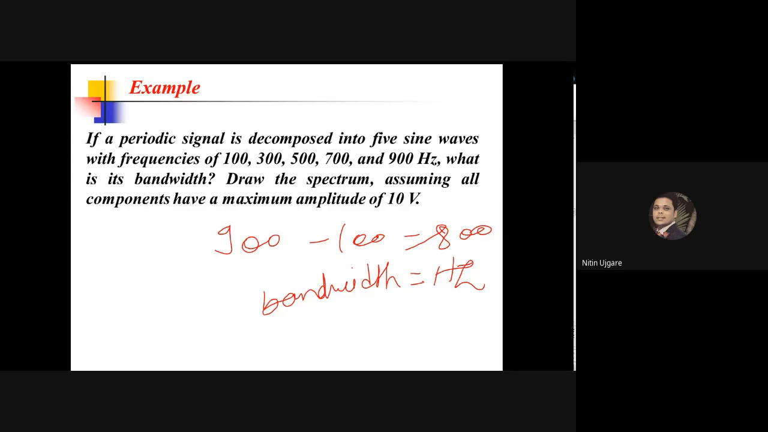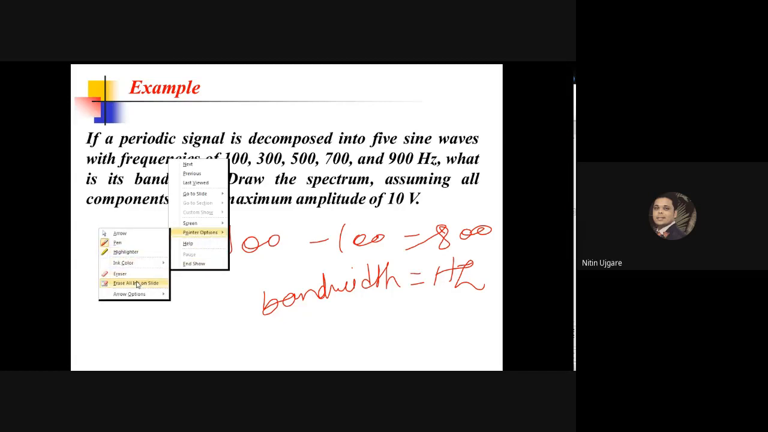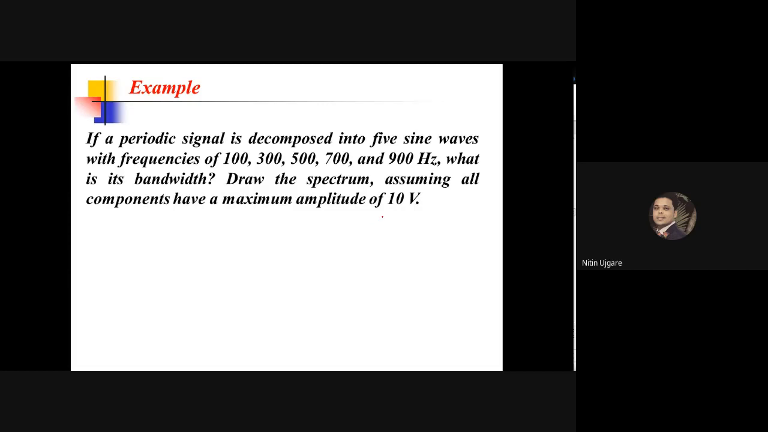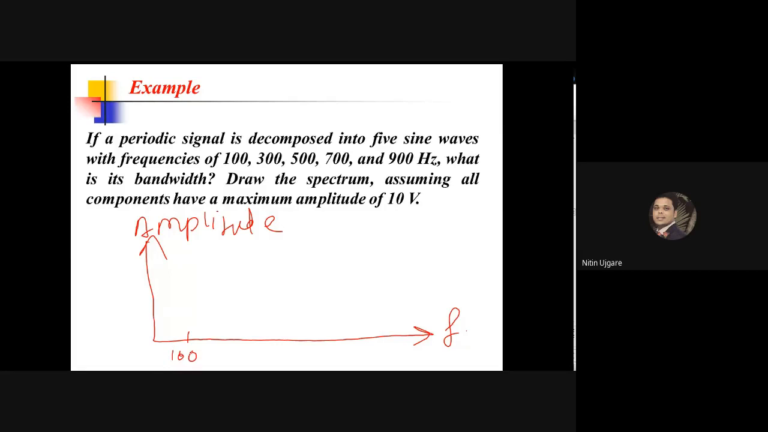Then we're supposed to represent this signal, these different spikes or this spectrum, assuming all the components have a maximum amplitude of 10 volt. So let us represent all the 5 signals using the frequency domain. I am using the frequency domain, and this represents my amplitude. Here it is mentioned that all the signals have the same amplitude, that is 10 volt. So let's say this is 100, this is 300, this is 500, this is 700, and this is 900.